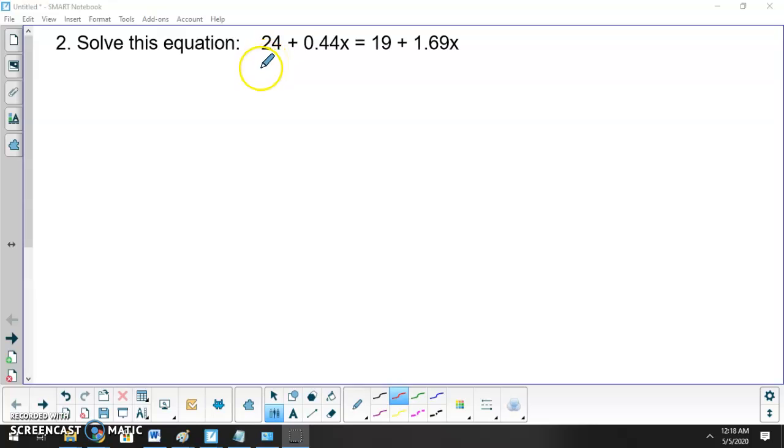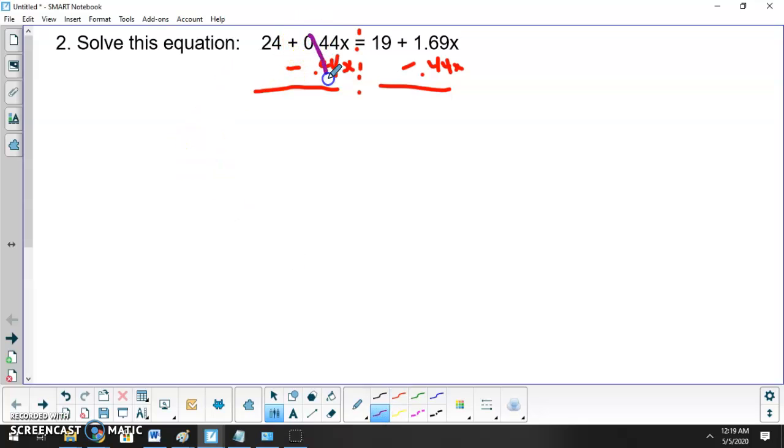Let's talk about question number 2. So there's one with a decimal here. All right, so in all these equations, the number one goal is to try to get the variable by itself, okay? And so you got to remember the steps. There's nothing to simplify on each side first. So the next step is to move the variables from one side to another. And I'm moving this term right here, this 0.44x, because if I subtract it, I'm going to end up with a non-negative answer on the right side. If I were to subtract the 1.69x, I would get a negative answer on this side. Now, it's not wrong to do it the other way, it's just a little more difficult.